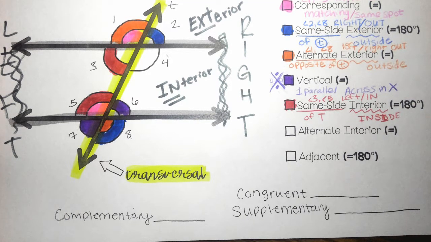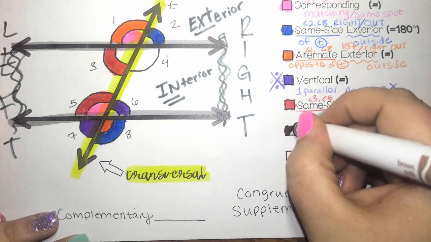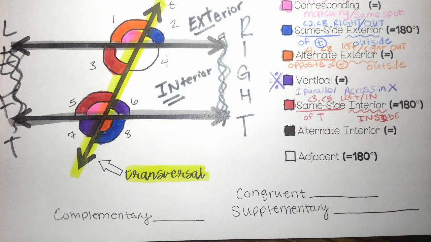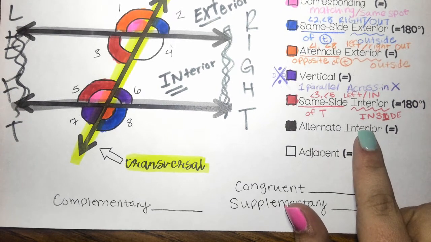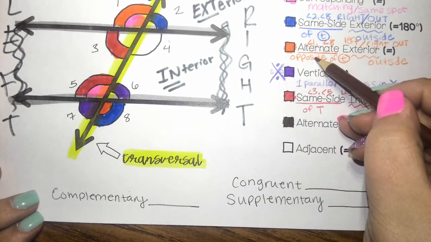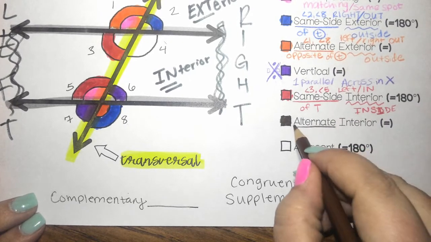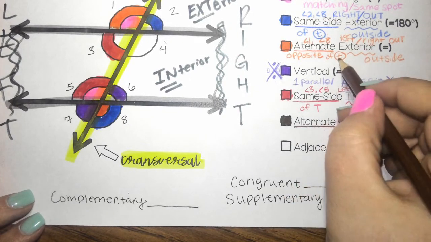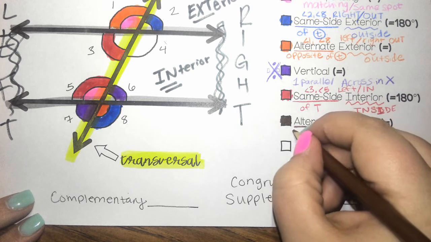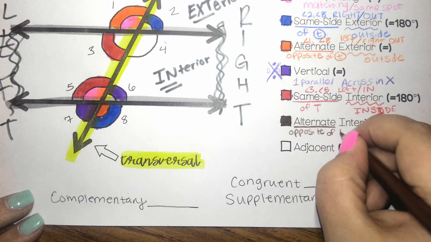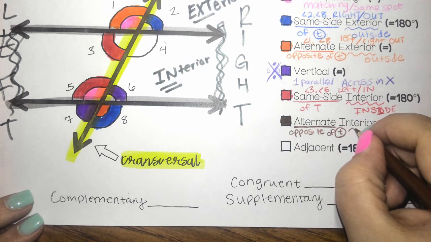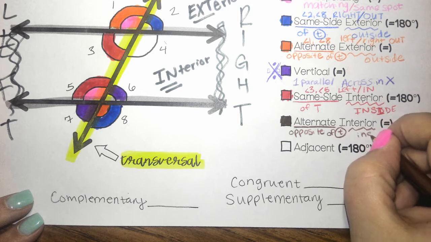Now looking for alternate interior. I'm going to use a brown marker this time. Alternate exterior angles. Or sorry, interior. I can't read. Alternate interior angles. Alternate still means opposite, and opposite in relation to the transversal. So alternate is going to tell me opposite of the transversal. And interior still means inside.